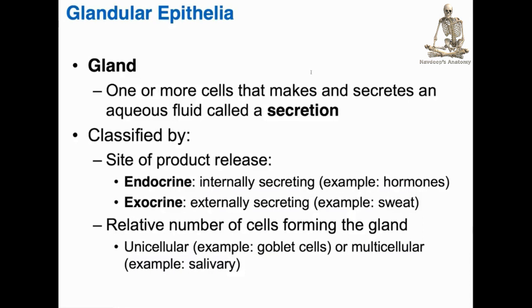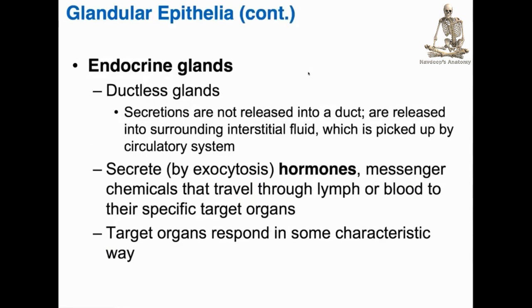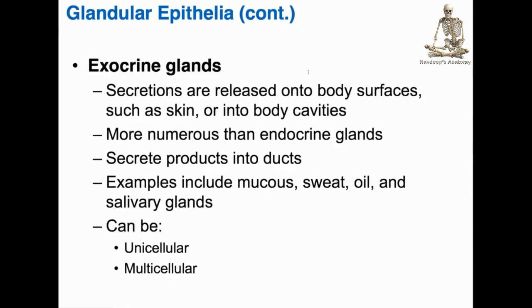Now, talking in detail about these exocrine and endocrine glands, the exocrine glands' secretions are released onto body surfaces, such as skin, or into body cavities, and they are more numerous than the endocrine glands. They secrete their products into ducts. Particular ducts are formed for them, and they secrete their products into that duct only. Examples are mucus, sweat, oil, and salivary glands, and as we discussed earlier, they can be unicellular or multicellular.